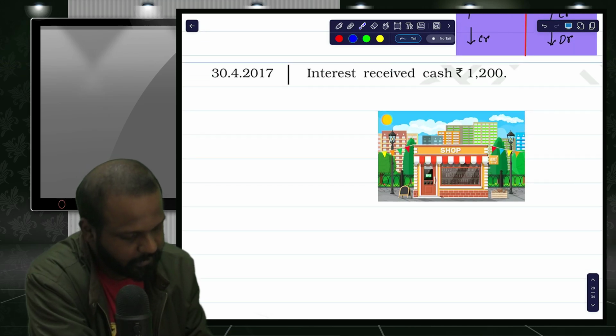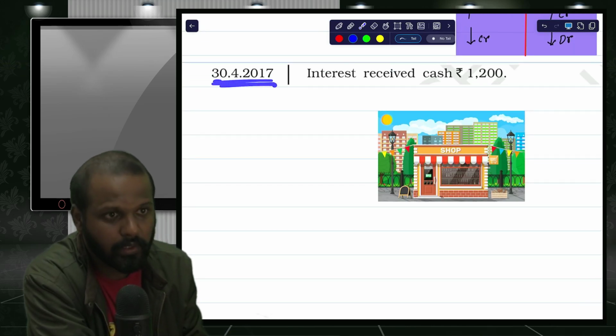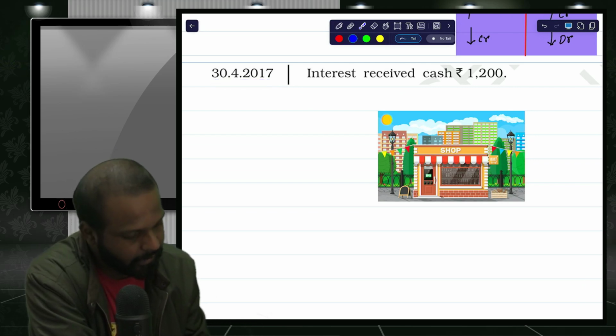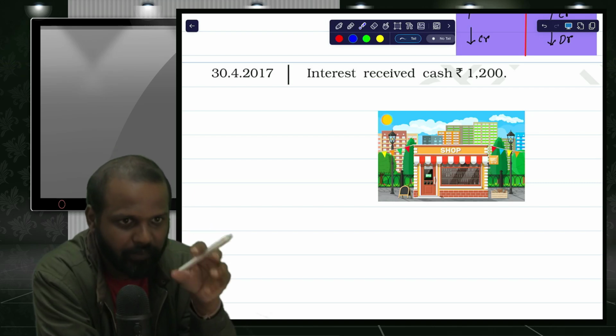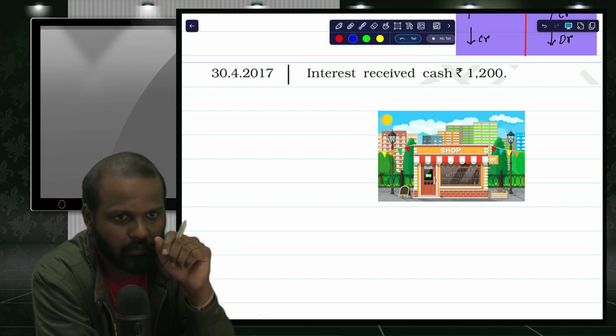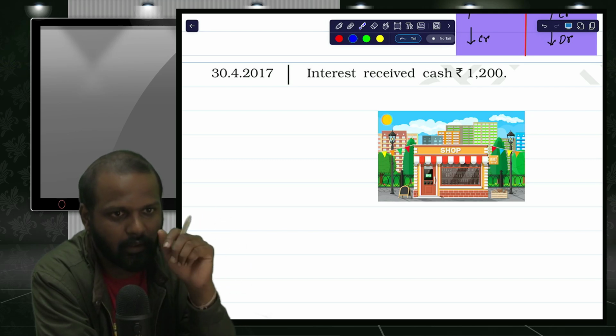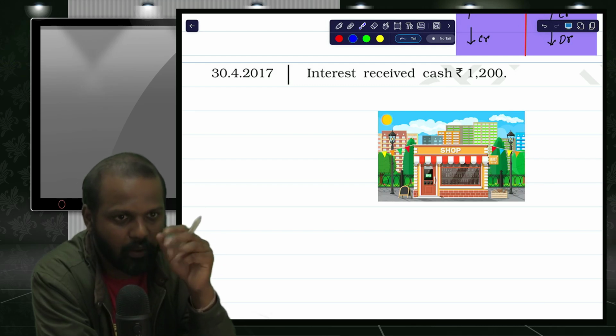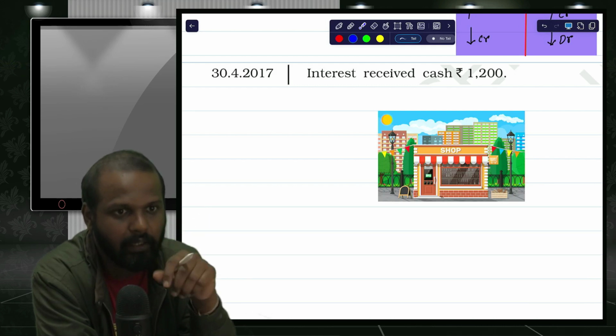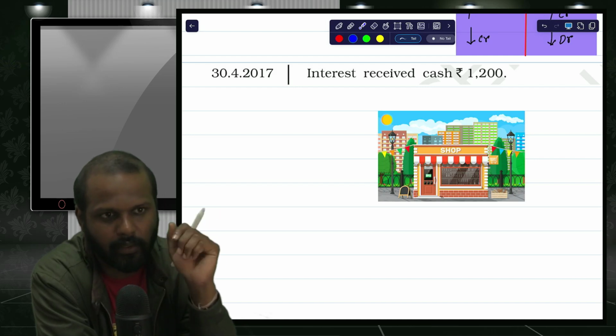Yes. See the next transaction. On 30th April, interest received. Let us say we have done some fixed deposit. We have deposited some money in the savings account or fixed deposit of the bank. On that, we are going to receive the interest. Interest received is an income. Or let us say you have given some loan to your friend. On that, you are going to receive the interest. It's an income for you.